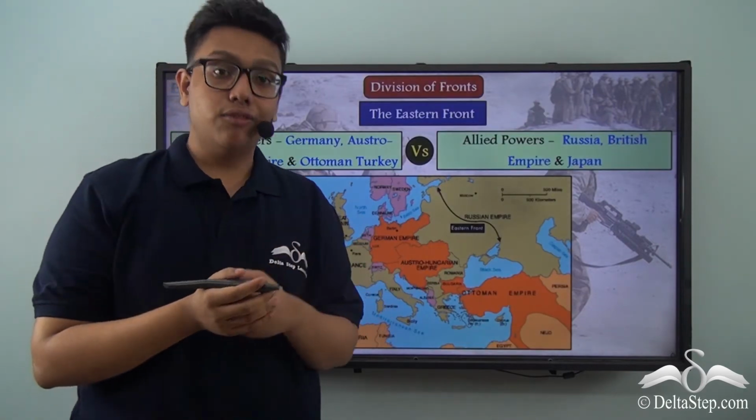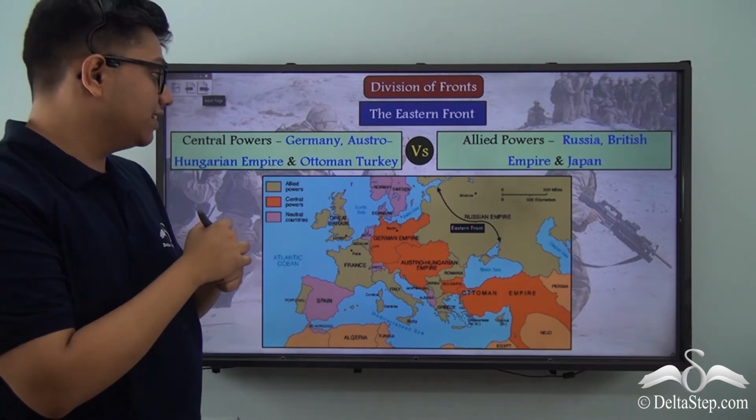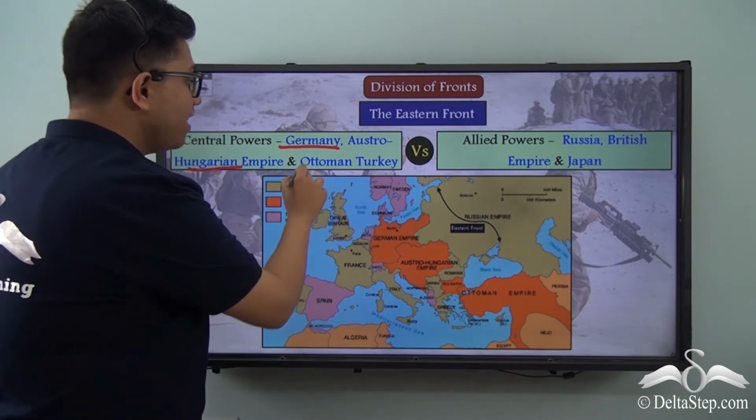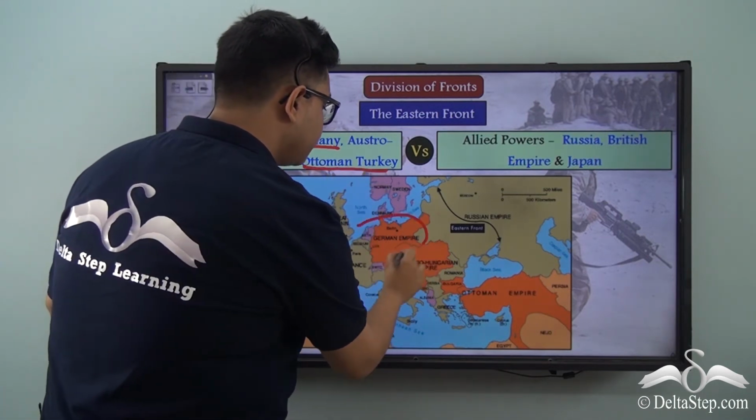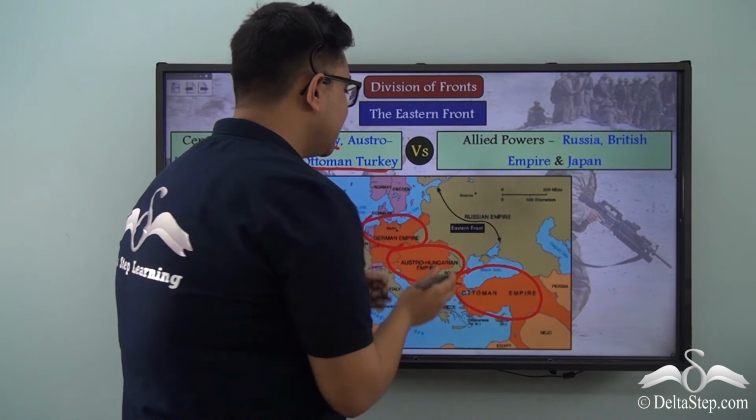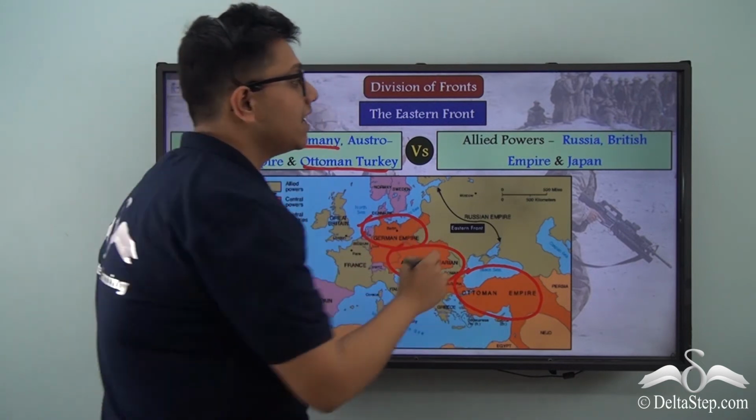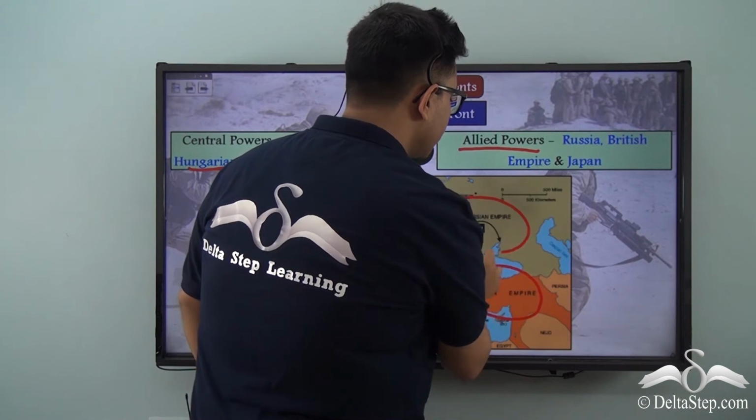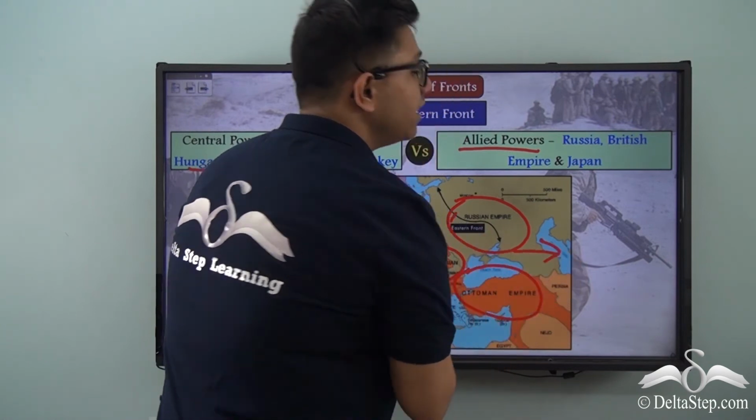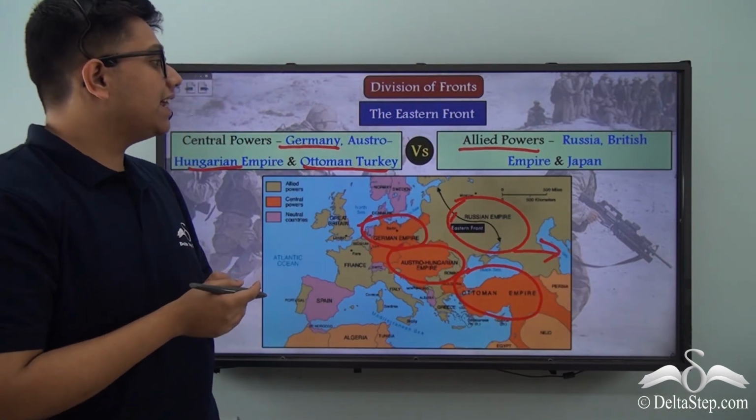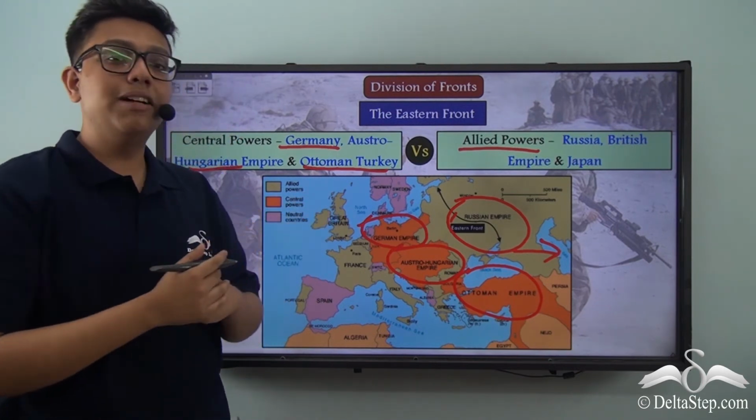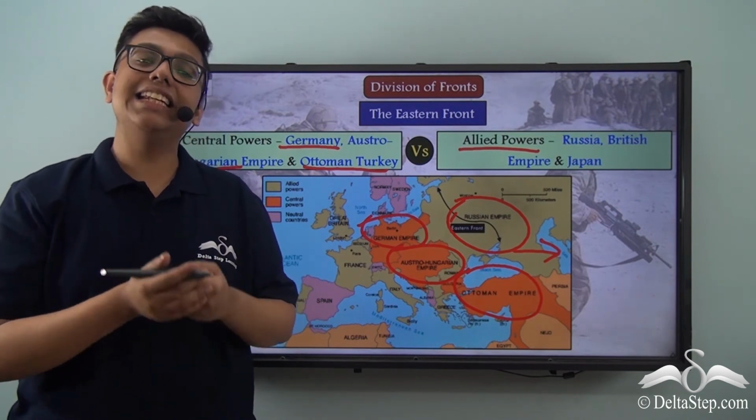Now, moving on to the Eastern Front, we have the central powers on one side, namely Germany, the Austro-Hungarian Empire, and Ottoman Turkey. So we have Germany over here, the Austro-Hungarian Empire over here, and the Ottoman Empire over here, making a sort of central blockade against the Allied powers, namely Russia, the British Empire, and Japan, which is on the far east. So we see that the British Empire is not actively involved in the Eastern Front as England, but it's fighting through its various colonies in the East.